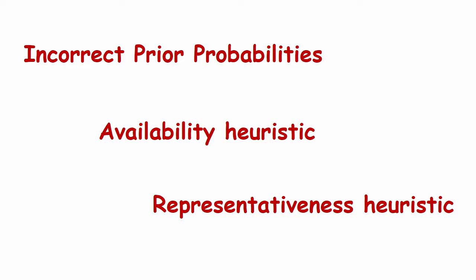So the next set of potential for error are incorrect prior probabilities, availability heuristics, and representativeness heuristics. Collectively, these summarize the probability of a disease that we walk into a patient room with. So for example, incorrect prior probabilities: we may overestimate the disease prevalence of a certain disease process.